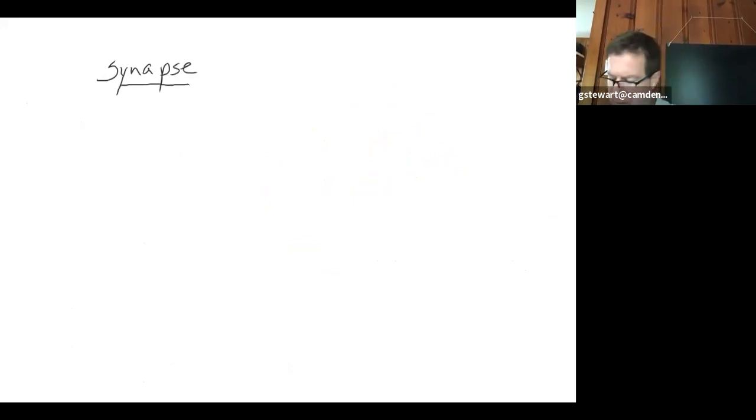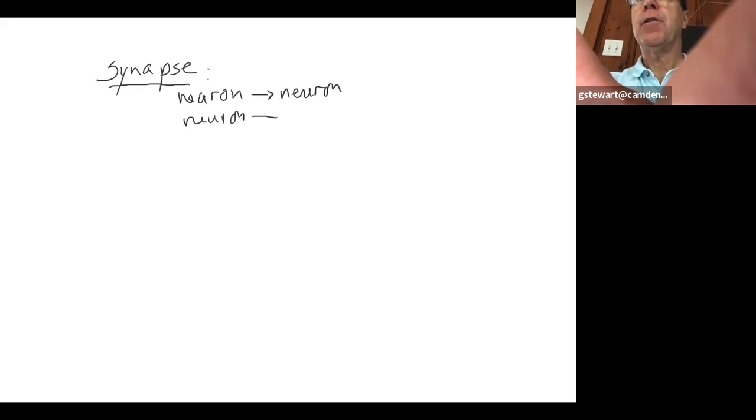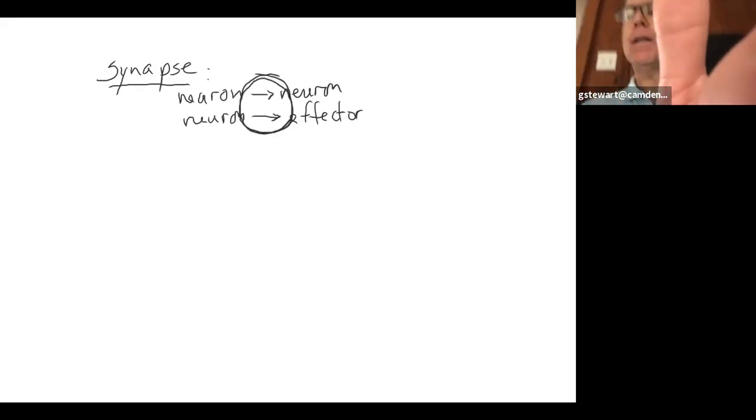So you know what the synapse is. I'm just going to redefine it for you. It's basically the junction between a neuron and its postsynaptic cell. So a synapse can be neuron to neuron, where we have a presynaptic neuron and a postsynaptic neuron. A synapse can also be from a nerve cell, a neuron, to an effector cell, like a muscle or a gland. So both of those junctions, these communication places, are called synapses.